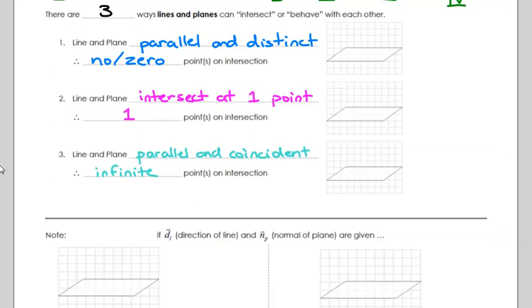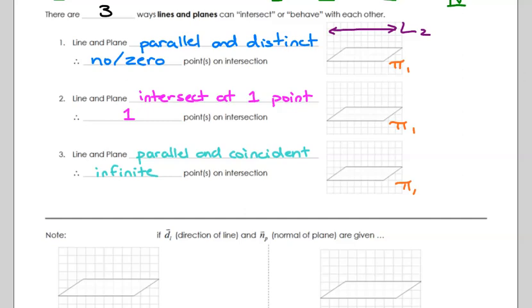Okay, so here are the three different ways that a line and plane can interact with each other. So I got plane 1, and then I'll draw in line 2. So in this case, the first case, I'll just draw, I don't even know why I drew that. That's weird. There we go. Line 2. In case number 1, I drew them both parallel but distinct from each other.